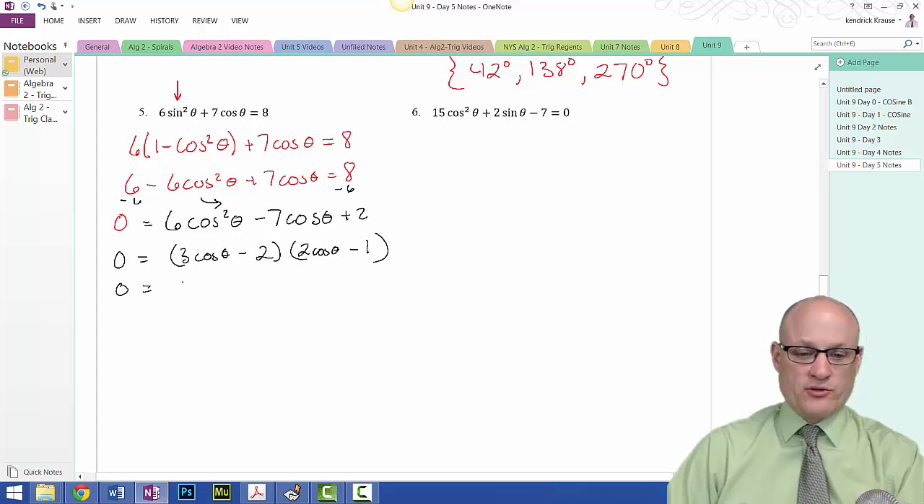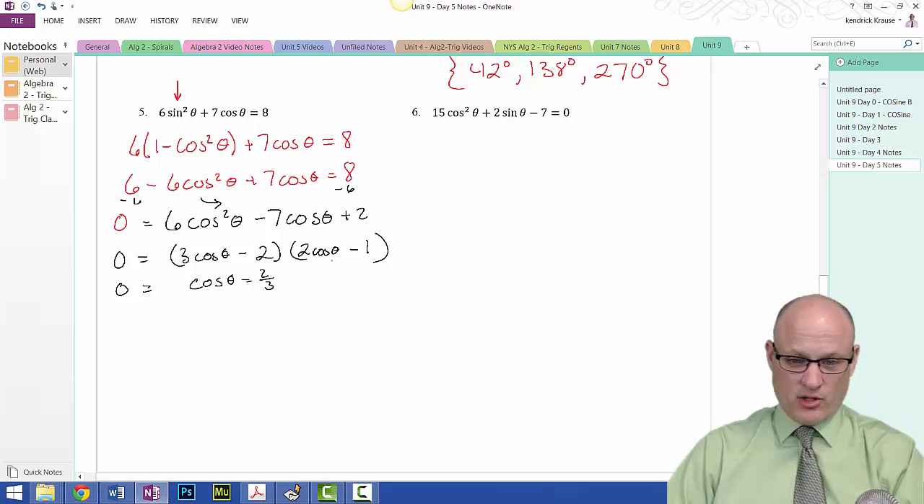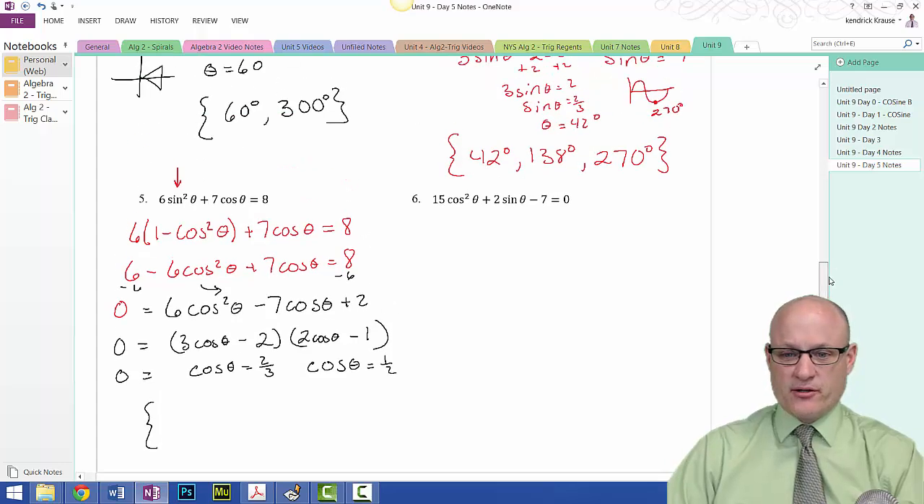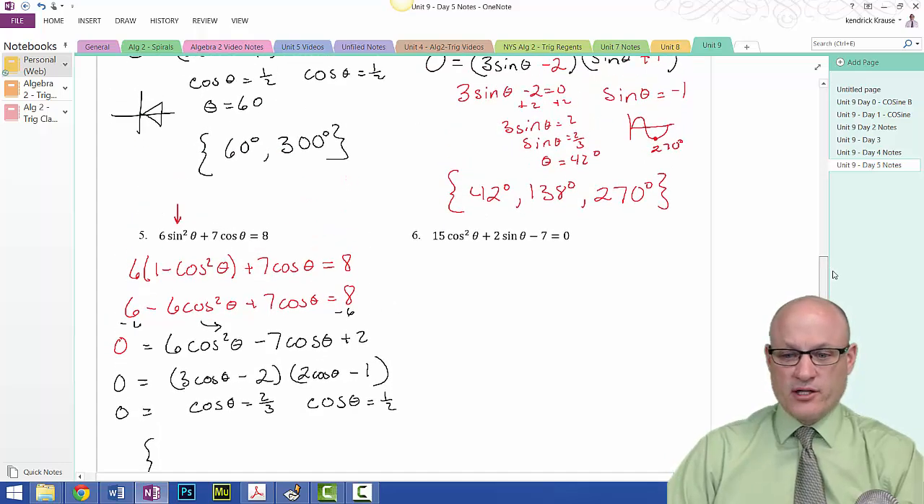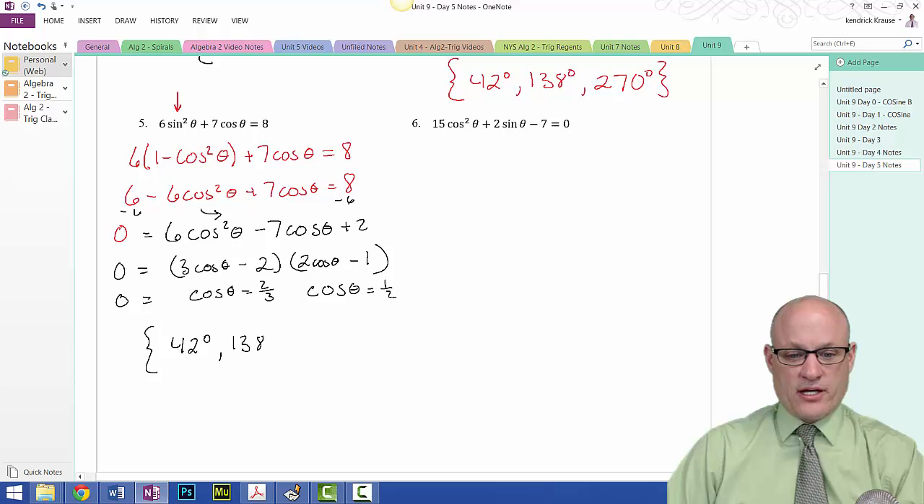0 is equal to, this gives me cosine theta equals positive 2/3, which I did not want to have come up again, but lo and behold, there it is. And this one gives me cosine theta equals 1/2. And since we're in the mood for cheating, cosine of 2/3, we already did that up here. It was 42 degrees and 138 degrees.